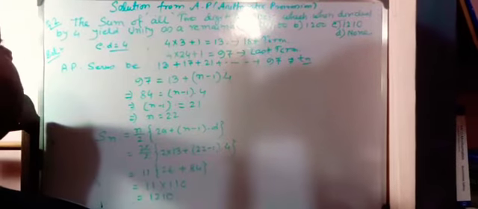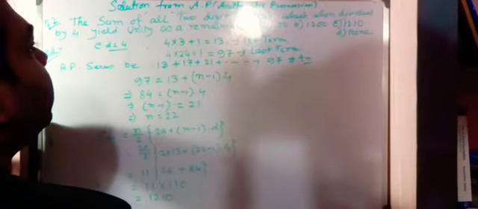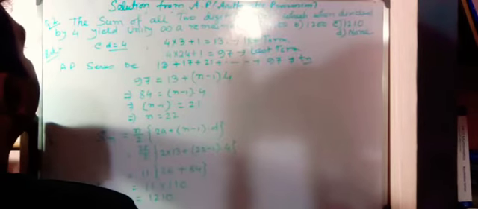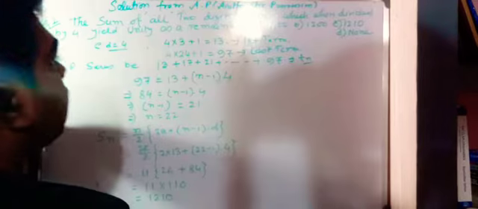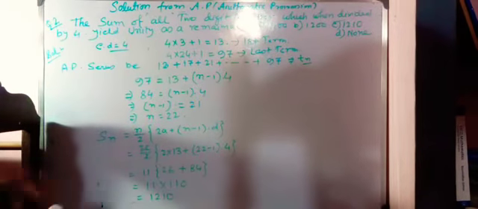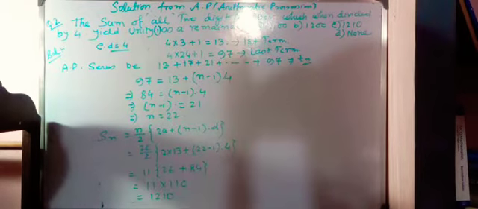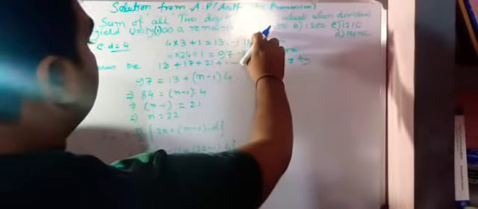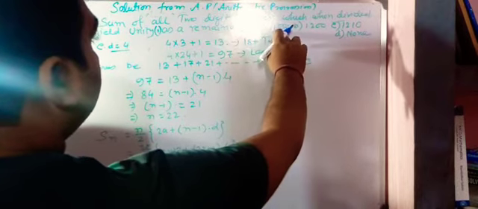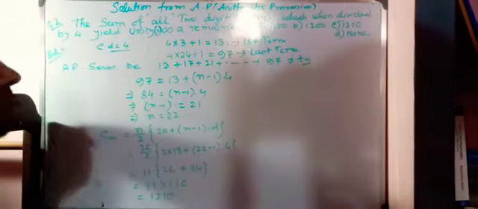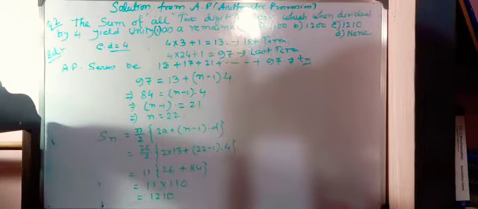The sum of all two-digit numbers which when divided by 4 yield unity as a remainder, meaning 1 as a remainder. Unity means 1. Yield 1 as remainder is: option A 1100, B 1200, C 1210, and D none. Understood?